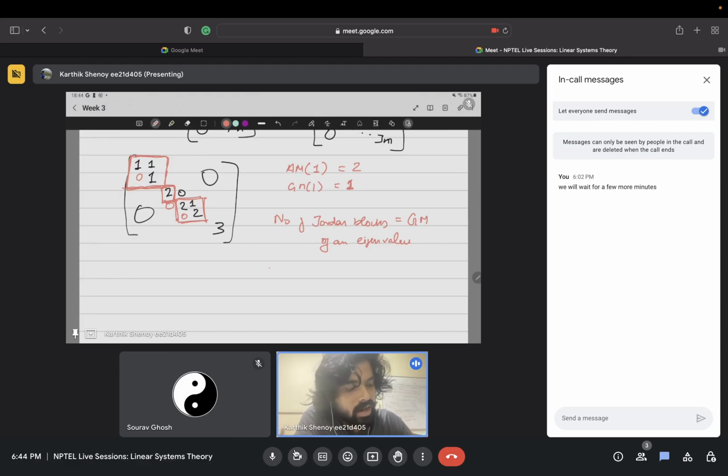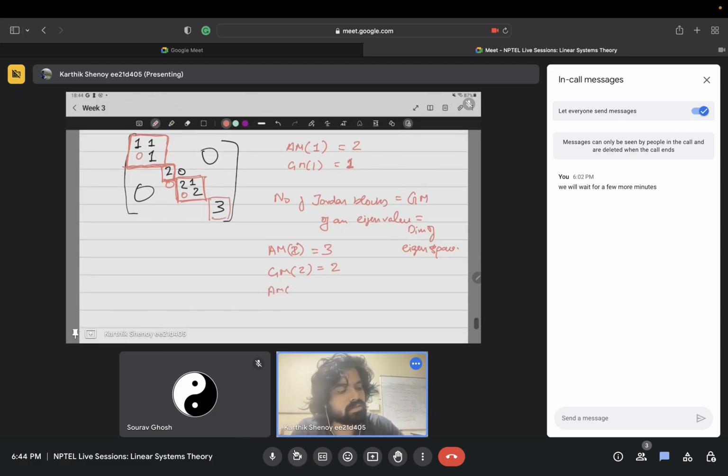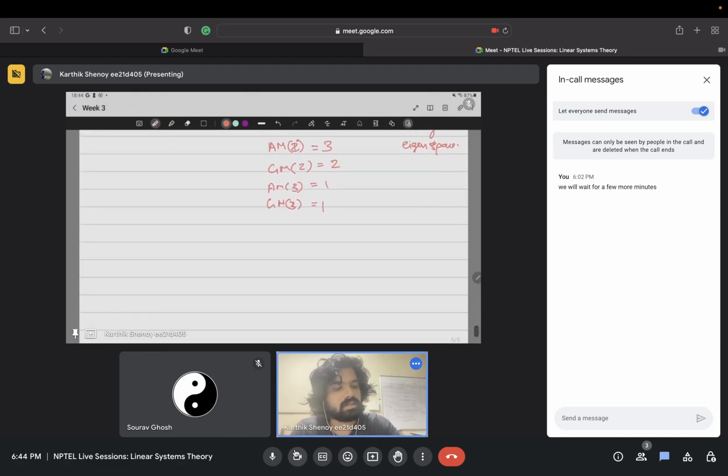Now for AM, the algebraic multiplicity is pretty easy, you just have to count the number of times. So that is 3, and the geometric multiplicity of 2 is actually 2, because it is the same as the dimension of the eigenspace. We will see why you get a 1 there, and for the third one the algebraic multiplicity of 3 is nothing but 1, and the geometric multiplicity is also 1 because there is one block. Okay, so we will see why it's the case.